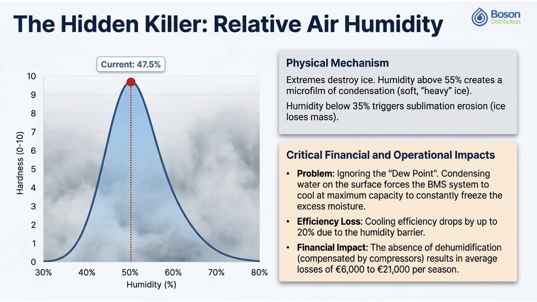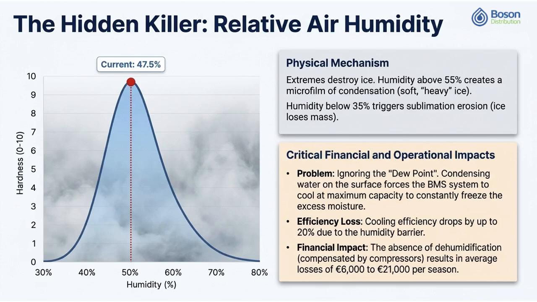The chart reveals a critical dependency. Ideal humidity is around 47.5%, where hardness is at its peak. If humidity rises above 55%, a microfilm of condensation forms on the ice, making it soft and heavy. Conversely, humidity below 35% triggers sublimation erosion, causing the ice to lose mass.